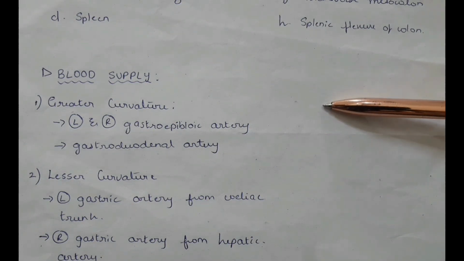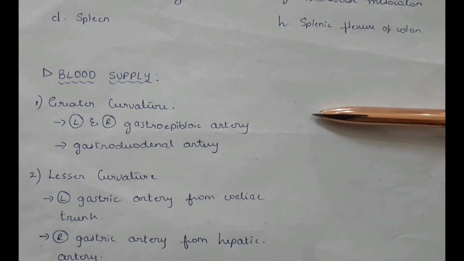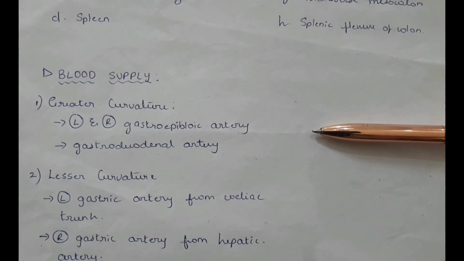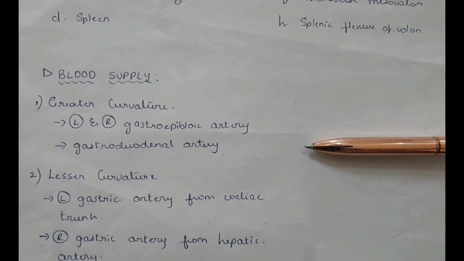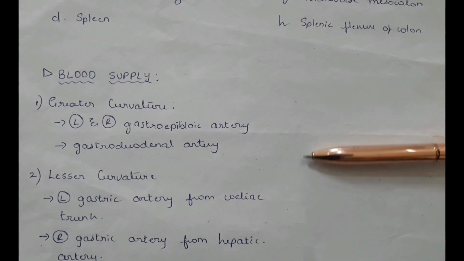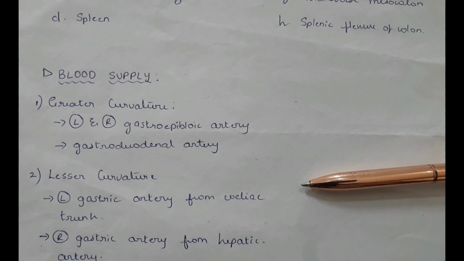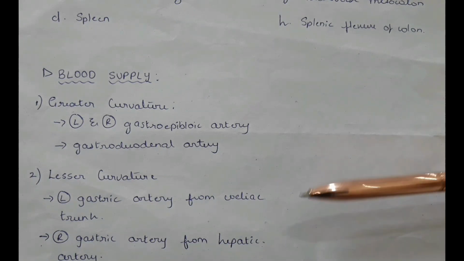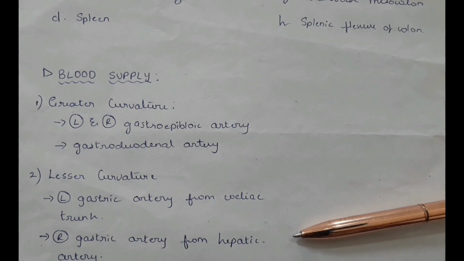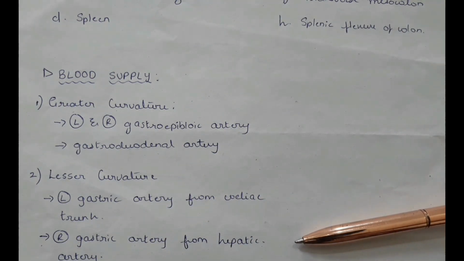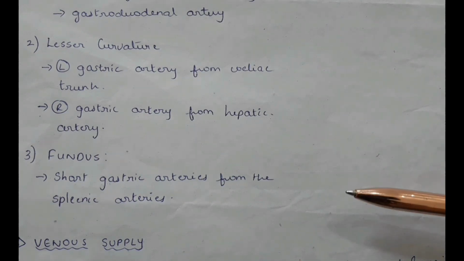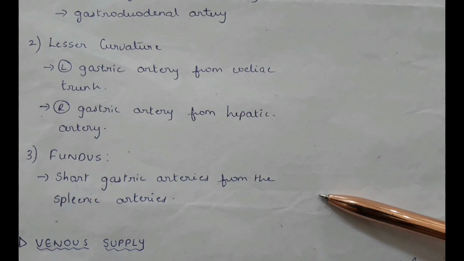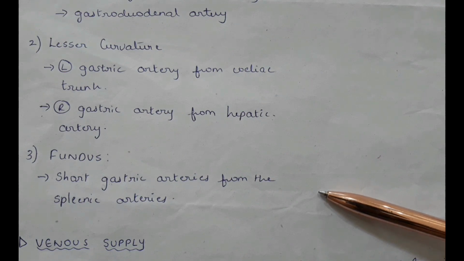Blood supply of the stomach. The greater curvature is supplied by the left and the right gastroepiploic arteries and the gastroduodenal artery. The lesser curvature is supplied by the left gastric artery from the celiac trunk and the right gastric artery from the hepatic artery. The fundus is supplied by the short gastric arteries from the splenic artery.